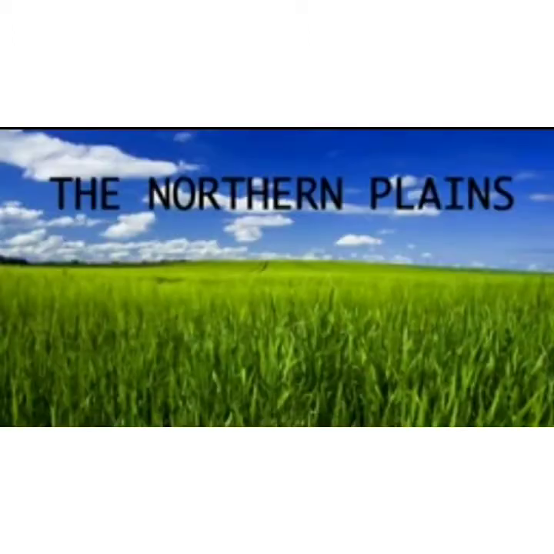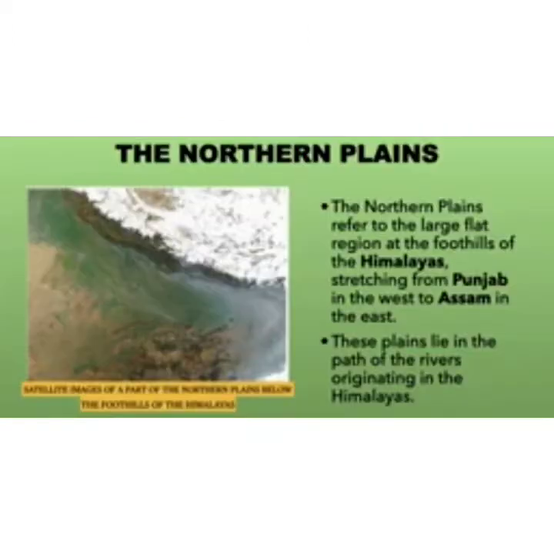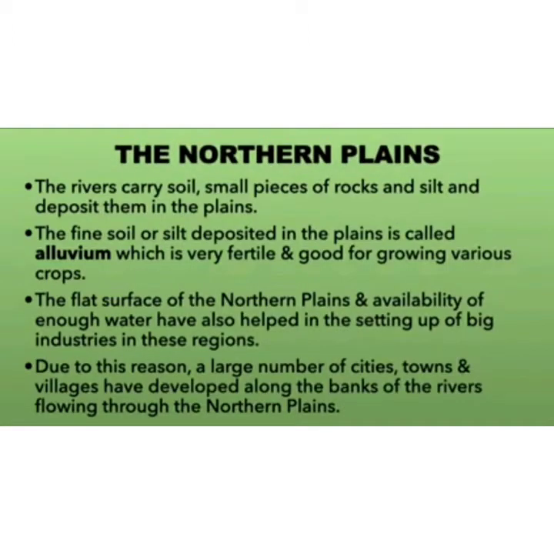The northern plains refer to the large flat region at the foothills of the Himalayas that stretches from Punjab in the west to Assam in the east. These plains fall in the path of rivers originating in the Himalayas. The rivers flowing down from the Himalayas carry soil, small pieces of rocks, and silt and deposit them in the plains. This fine soil or silt deposited in the plains is called alluvium.